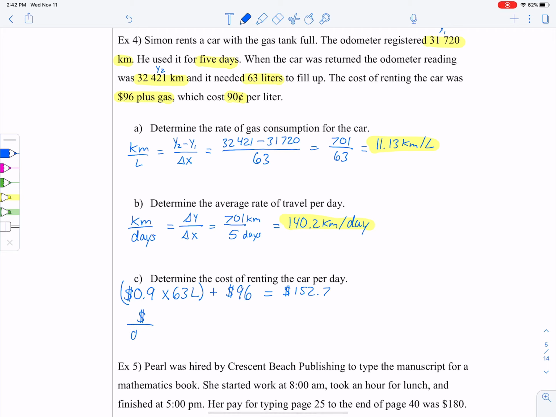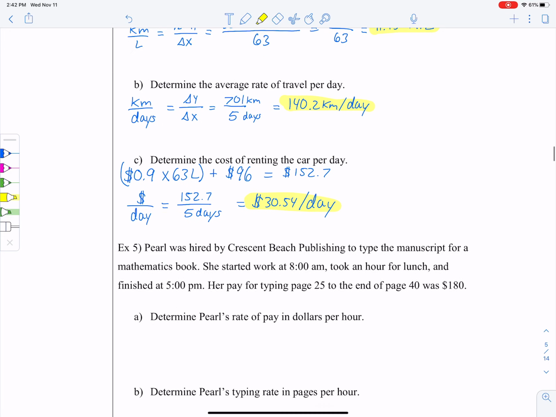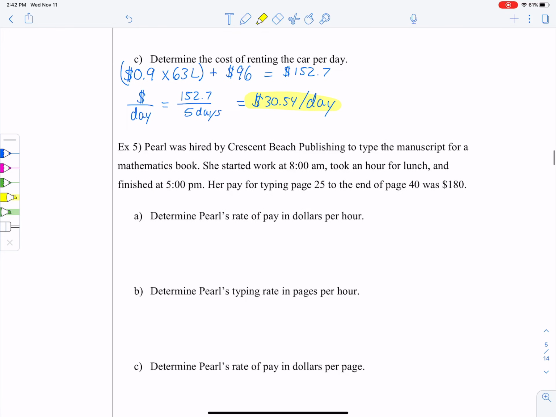Now we have dollars over number of days because we want to know the cost of renting a car per day. So our total is 152.7, and we rented the car for 5 days. So that becomes $30.54 per day. All right, next question.